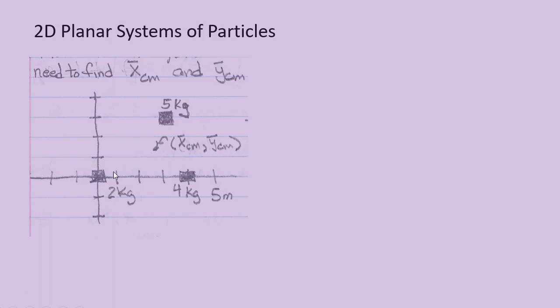Let's talk about two-dimensional planar systems of particles. Here we've got 3 particles, and notice they're not in a line, so it's not a linear system. They do fit on the plane of the XY axis. We have a 2 kilogram particle, a 5 kilogram particle, and a 4 kilogram particle. Notice that I've picked one of the particles as the origin, but you wouldn't have to do that.